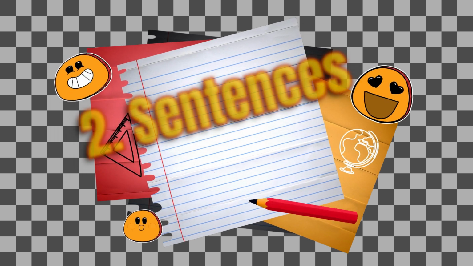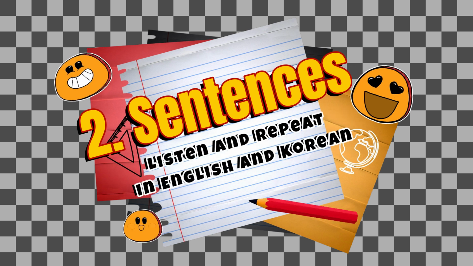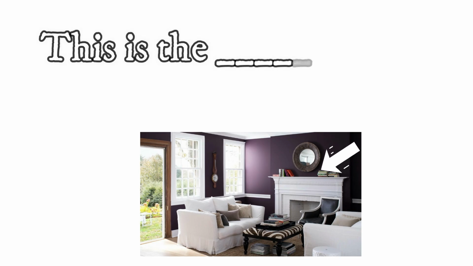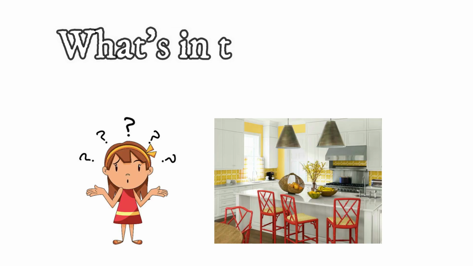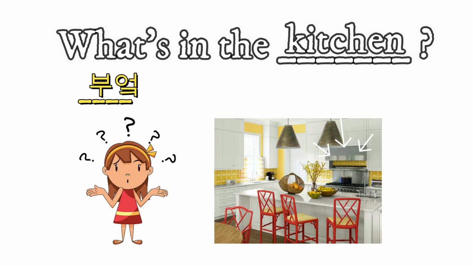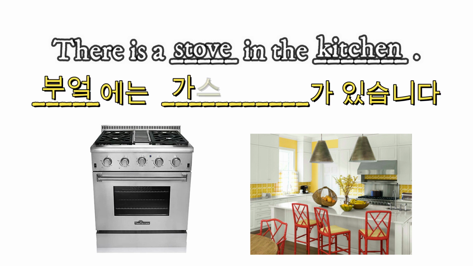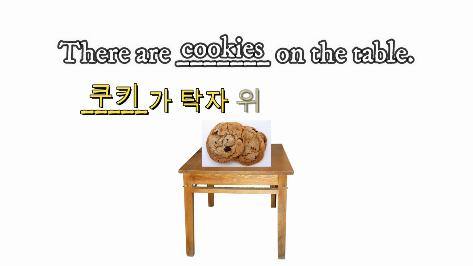Second, sentences. Listen and repeat in English and Korean. 이번엔 문장입니다. 우리말과 영어를 듣고 반복해봅시다. This is the living room. 여기는 거실입니다. What's in the kitchen? 부엌에는 무엇이 있습니까? There is a stove in the kitchen. 부엌에는 가스레인지가 있습니다. There are cookies on the table. 쿠키가 탁자 위에 있습니다.